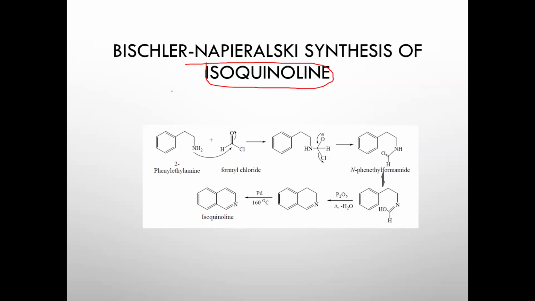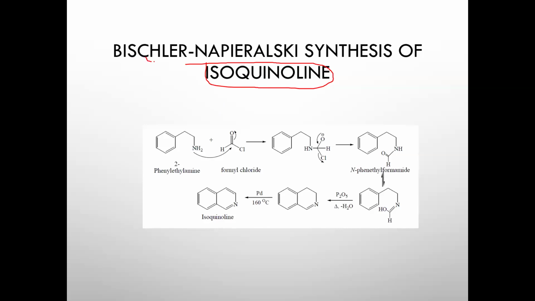In the case of Pomeranz, two methoxy groups are attached with the amine, right? So 2,2-diethoxy, or you can say methoxy, 2,2-diethoxyethylamine, which is reacted with the phenylethylamine, sorry, benzaldehyde-derived component, and then it forms the isoquinoline. And in Pictet, we are using acetyl chloride, right? We use acetyl chloride in the case of Pictet synthesis.